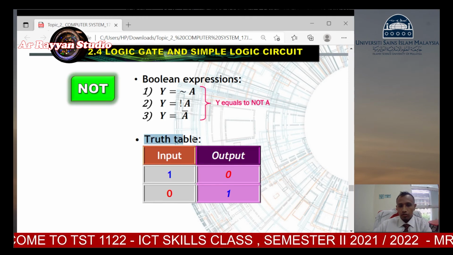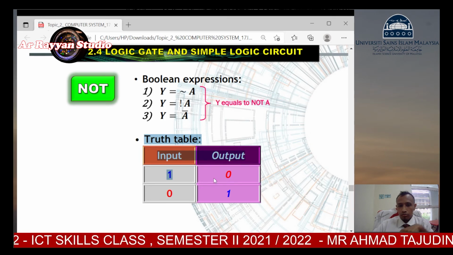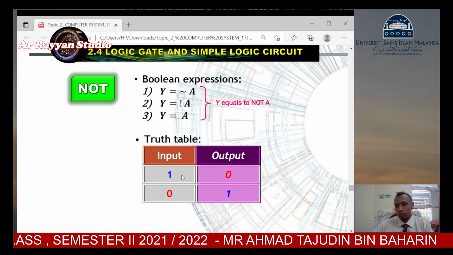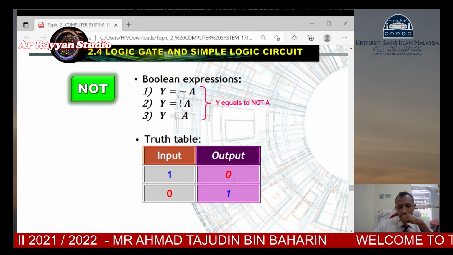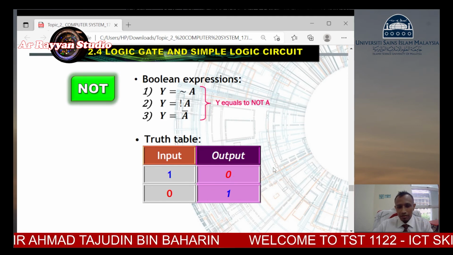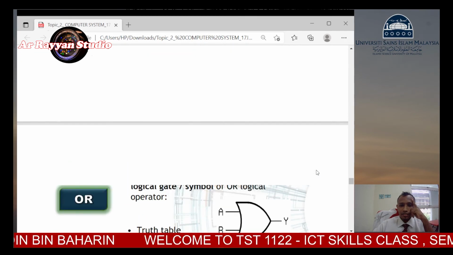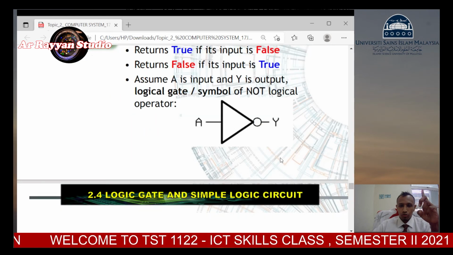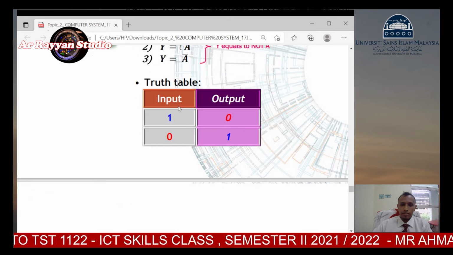Okay, so the NOT truth table, they have only two rows. Not gate is only inversion. Dia macam balikkan je. Kenapa? Sebab dia ada satu kaki je. Yang lain semua ada dua input, tapi untuk not dia ada satu input. Ni satu input dan satu output kan. So dia satu input je lah.